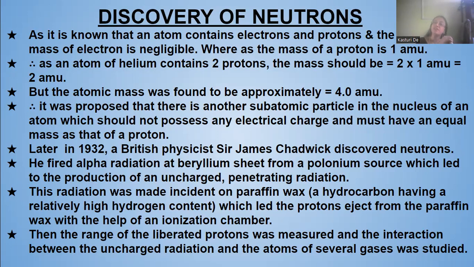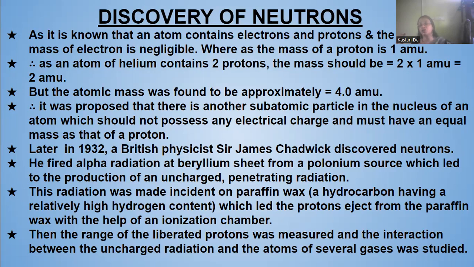Now, this radiation was from the polonium source, the alpha radiation which came out. This radiation was made incident on paraffin wax. What is paraffin wax? It's a hydrocarbon which has a high hydrogen content. This radiation was made to fall on that paraffin wax, and when it fell, it led to the ejection of protons from the paraffin wax.